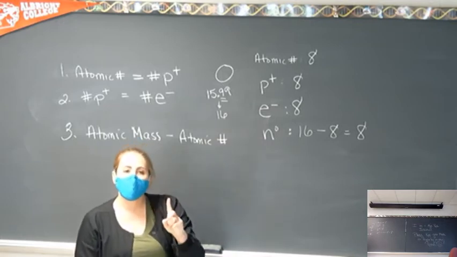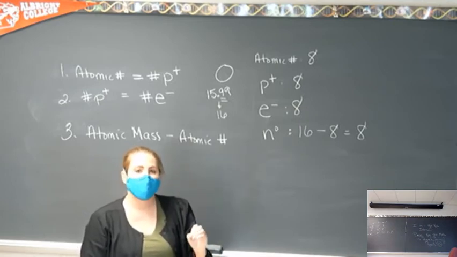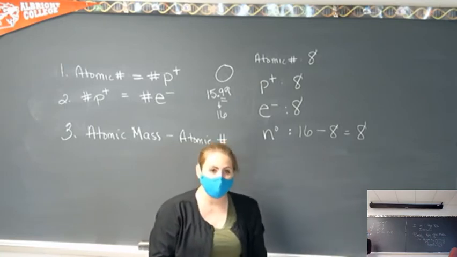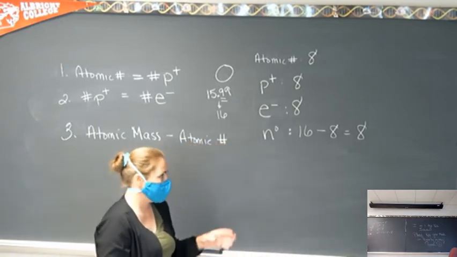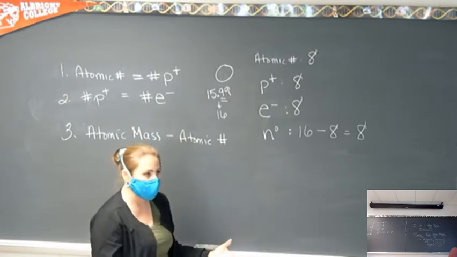There is only one atom that has 0 neutrons, and that is hydrogen. If you get 0 for anything else, you did something incorrect. Go back and check. So now I have this information. So now let's draw this atom.